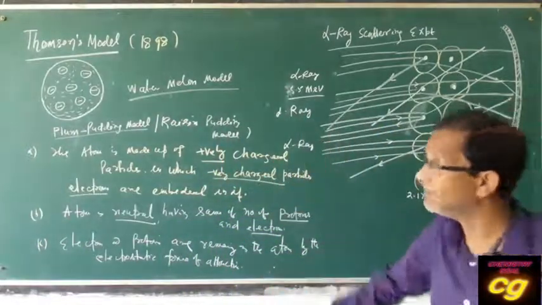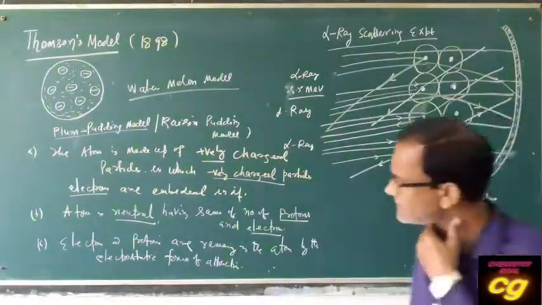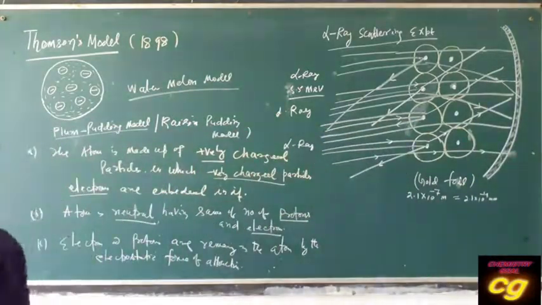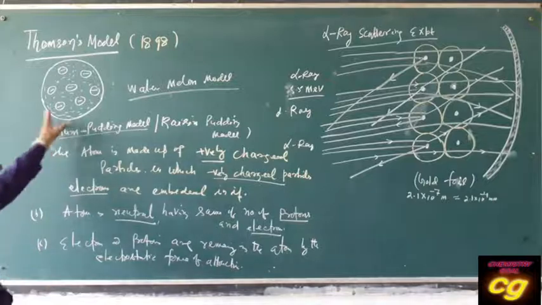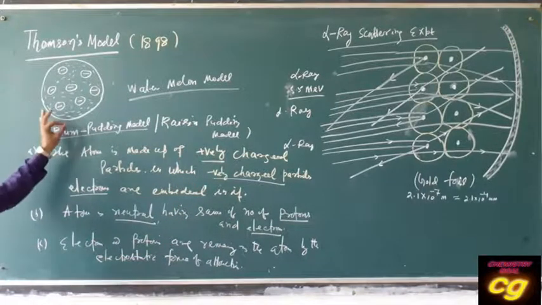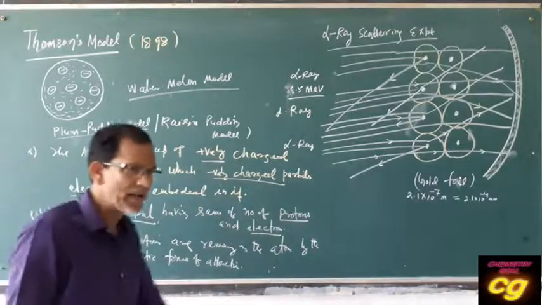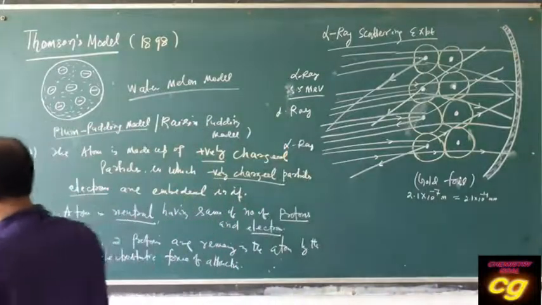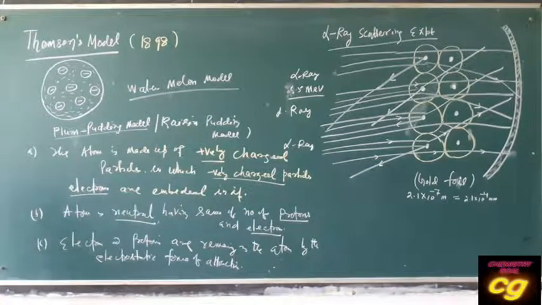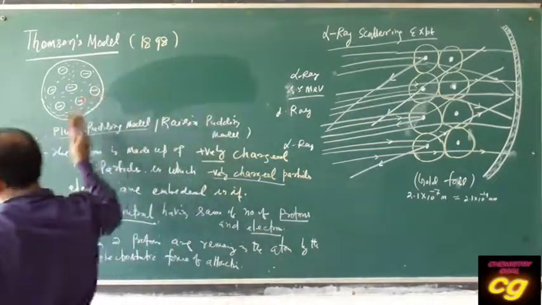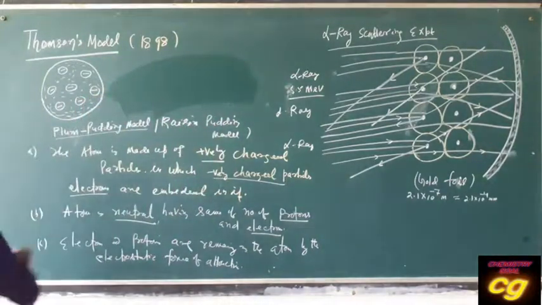But this model is not accepted by modern scientists because this model could not explain the stability of the atom. So what are the main drawbacks of this model?